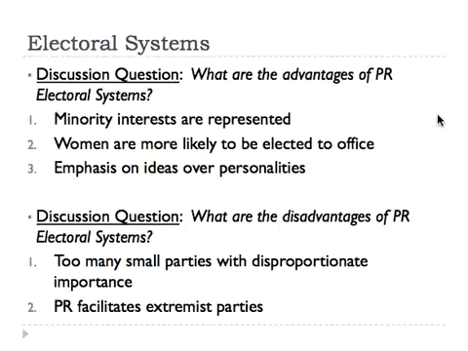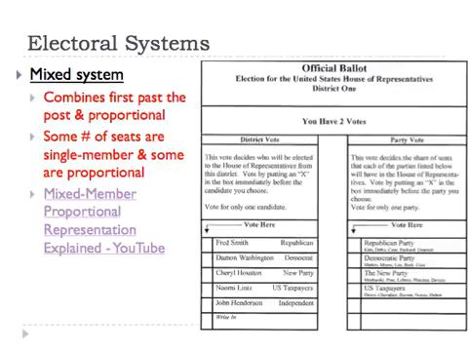Another advantage of the PR system: minority interests are represented. Women are more likely to be represented as well. Disadvantage: too many small parties. A lot of times, extremist parties will get a seat in the government. Now, there are mixed systems, which combine first past the post and proportional. So some number of seats are single-member districts. Others are proportional, based on the percentage for the party.